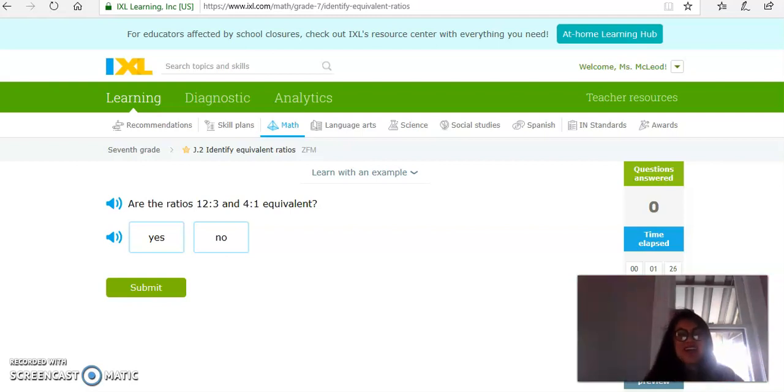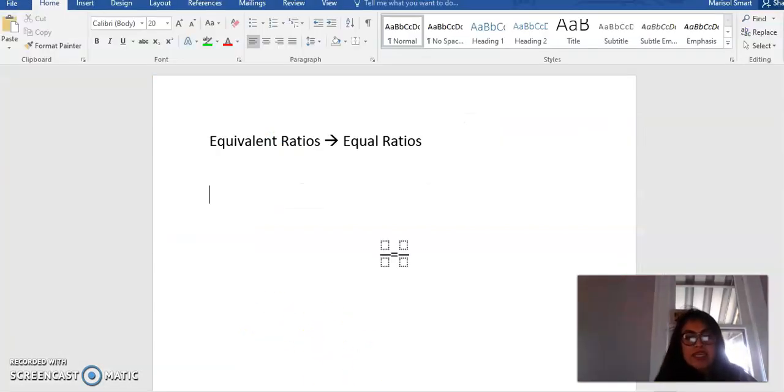Hey. So today we're going to identify equivalent ratios. And for this skill, let's recall the main key point, and you can write it on your paper, is that equivalent ratios is equal ratios. And there are two ways we can find out if two ratios are equivalent. Okay, so we're going to go over the first way.